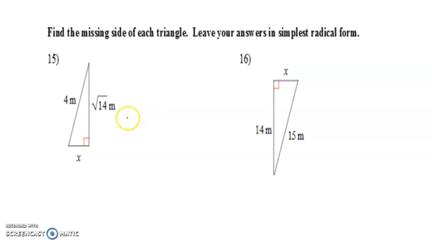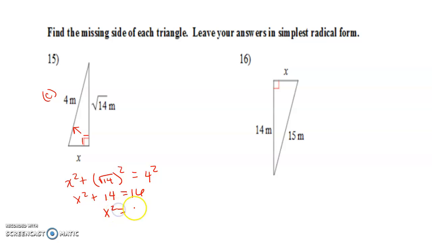All right, let's take a look at this one. Again, this is my c value because it is my hypotenuse. So x squared plus the square root of 14 squared equals 4 squared. So x squared, if I take the square root of 14 and I square it, that's the square root of 14 times the square root of 14, which would end up being 14. Subtract 14 from both sides, x squared equals 2. X equals the square root of 2. This is exact.